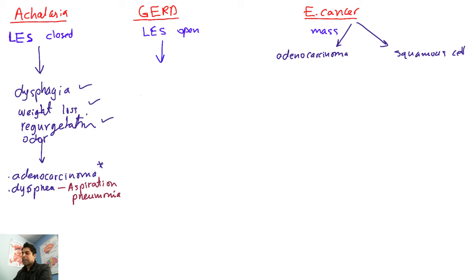Now, if the LES fails to close, or partially closes, or stays open frequently, all of them mean the same thing. At the end, that means there's a chance of acid refluxing. This is not a problem with swallowing, is it? This is a problem with regurgitation of acid, reflux of acid. So the idea here is an open LES leads to acid reflux.